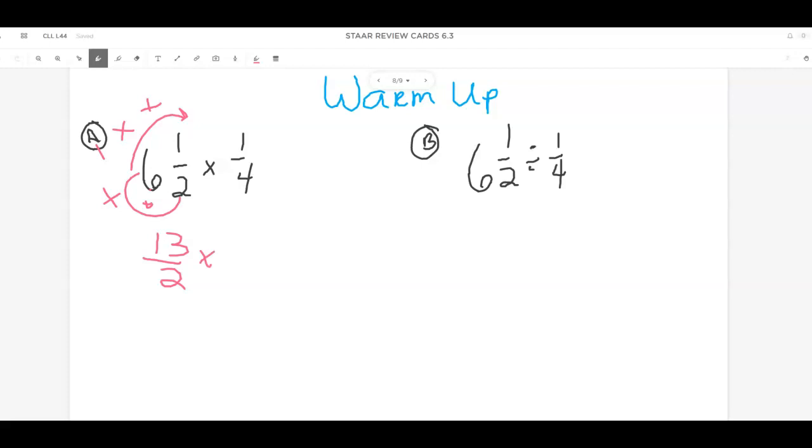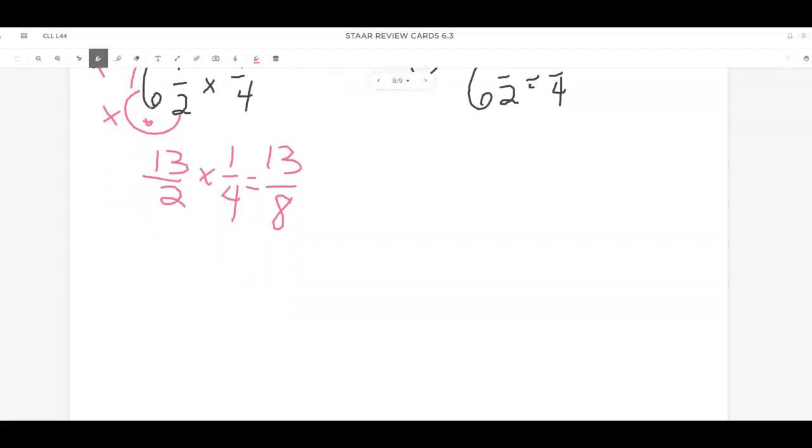Times 1/4. Okay. And now I just multiply across. So I've got 13 over 8. Can I leave it like that? No, it has to go back to a mixed number. So we change it from a mixed number to work with it, and then we got to change it back. So let's see. 13 divided by 8. 8 goes into 13 how many times? So that's my whole number. I subtract and get what for my remainder?